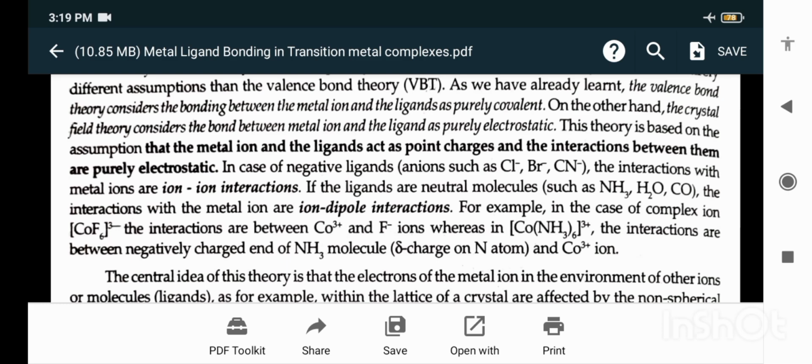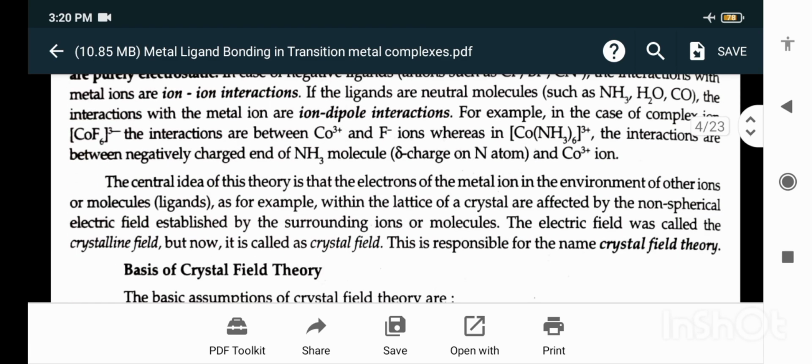In the case of negative ligands, the interactions with the metal ions are ion-ion interactions. If the ligands are neutral molecules, the interactions with the metal ion are ion-dipole interactions. For example, in the complex ion [CoF6]3-, the interactions are between cobalt and F- ions, whereas in [Co(NH3)6]3+, the interactions are between the negatively charged end of the ammonia molecules and Co3+ ions.